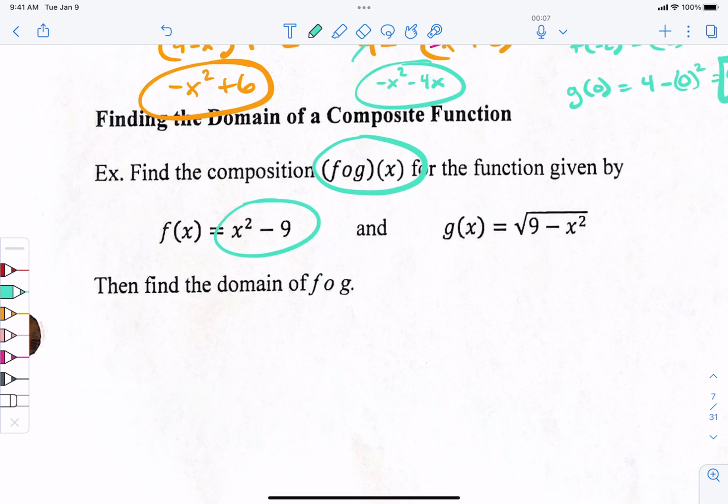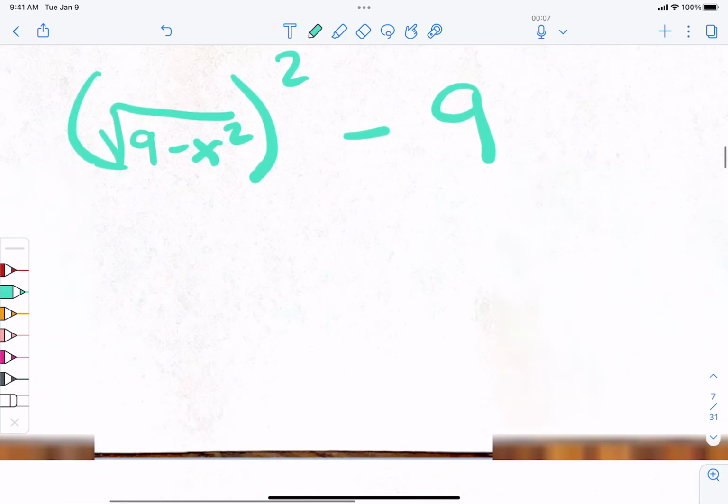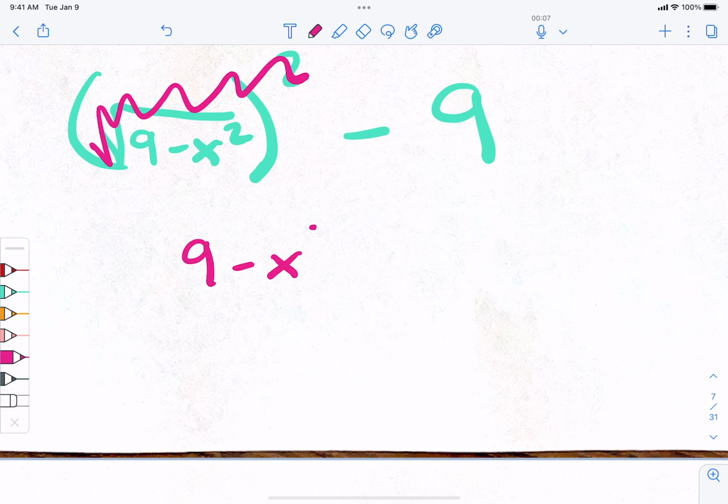They are asking me to compose one inside of the other, okay? F composed of g, so g is going into here, right? G is going into the x, so instead of x squared minus 9, I have this stuff, and the square goes inside the square. Then the square and the square root go away, like that. 9 minus x squared minus 9. So the final answer is negative x squared.